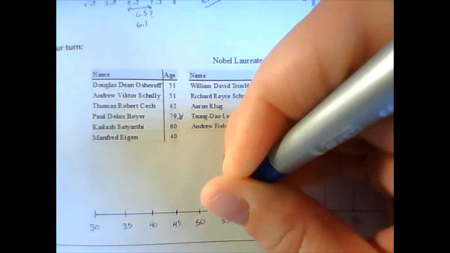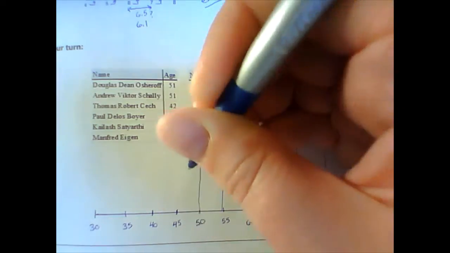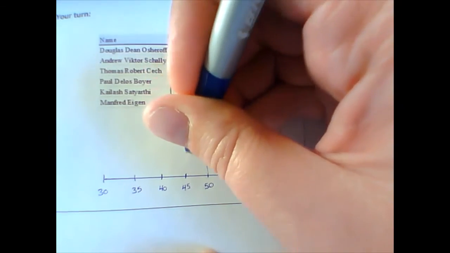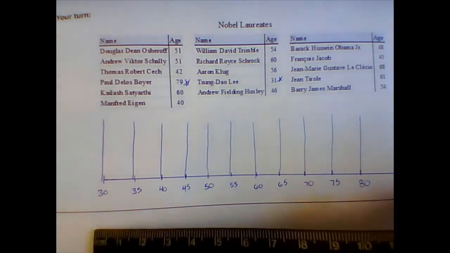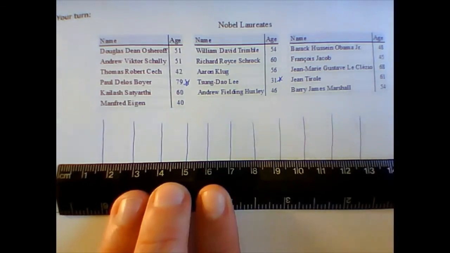If you're making a histogram by hand, graph paper is a really good tool because you've already got these lines drawn and you just need to figure out how big each of your little increments is going to be. So I'm going to basically make graph paper here.